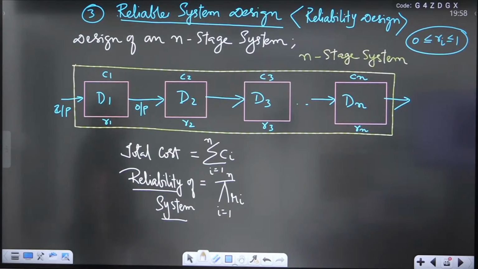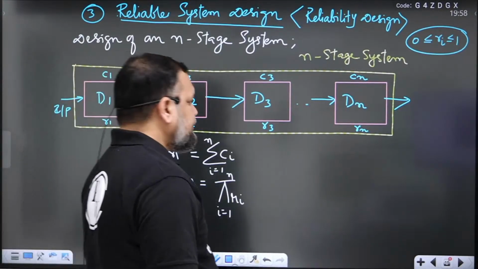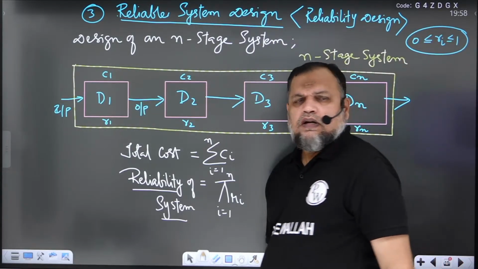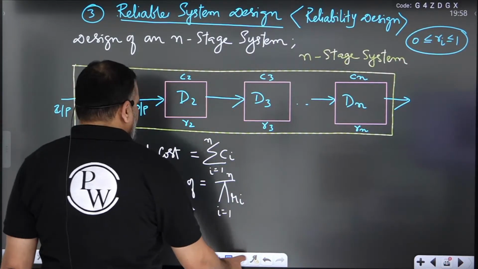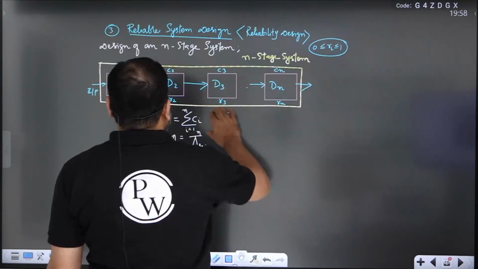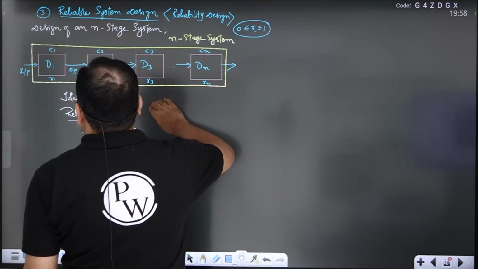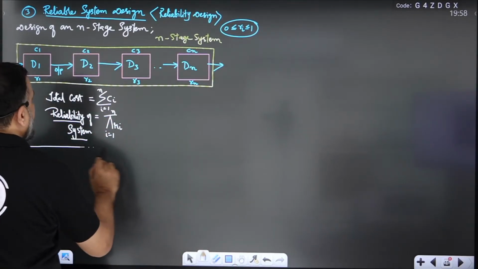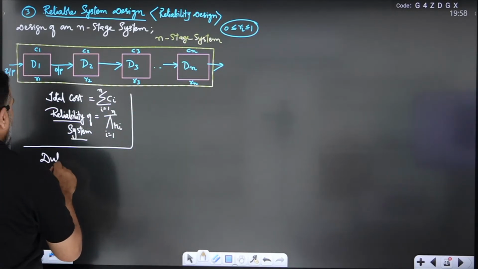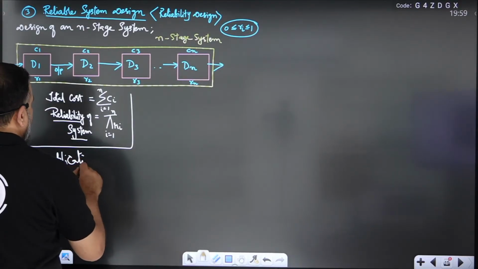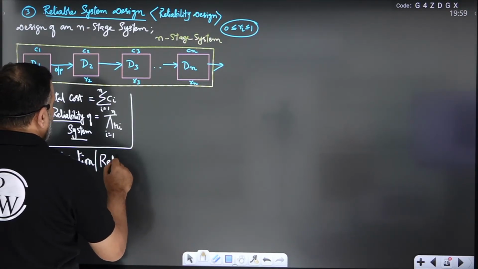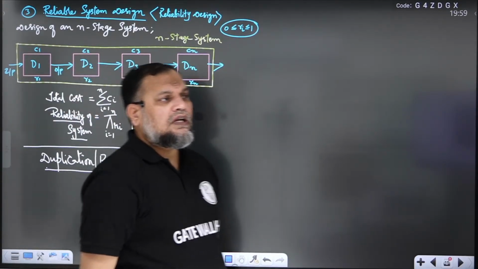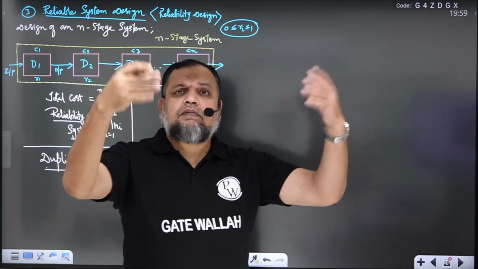What is the general principle that we follow for improving the reliability of the system? General principle हम क्या follow करेंगे? Yes, the general principle that we follow for improving the reliability of the system is by following the norm of replication. Duplication or replication, that is, instead of having one copy of the device, let there be multiple copies of the device.